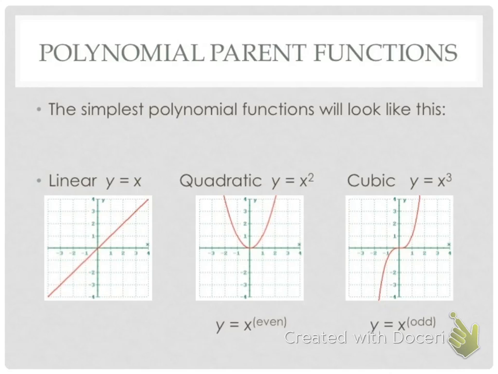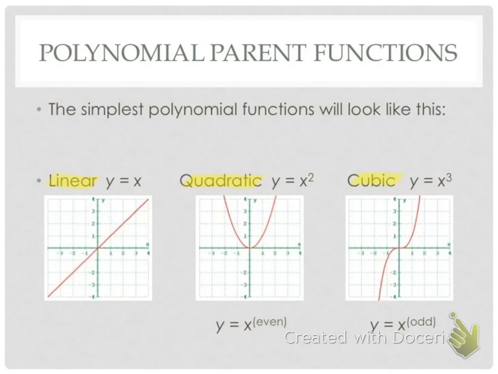When you're talking about polynomial functions, we always can revert back to the parent function as sort of a place to start. So the simplest polynomial functions that we've already dealt with are the three that you see here. We've got the linear function, which is right here. We've got the quadratic function right here, and the cubic function right here. And you can see again what the parent functions of those look like.